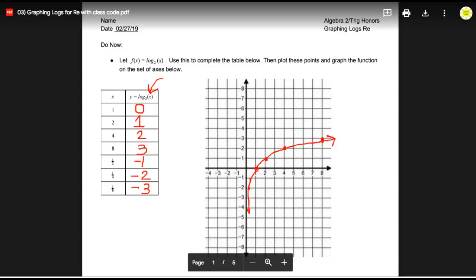So when we have a graph like this, you're going to notice that it's very similar to the behavior of an exponential graph, but instead of approaching the x-axis, this one is approaching the y. So our asymptote is going to be here on top of the y-axis. So we have an asymptote here at x equals 0. Remember, when I have a line that's standing up straight, a vertical line, it's an x equals something.